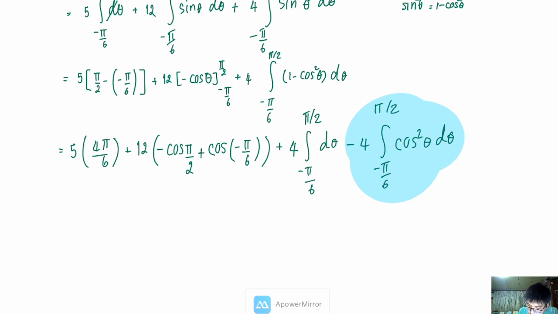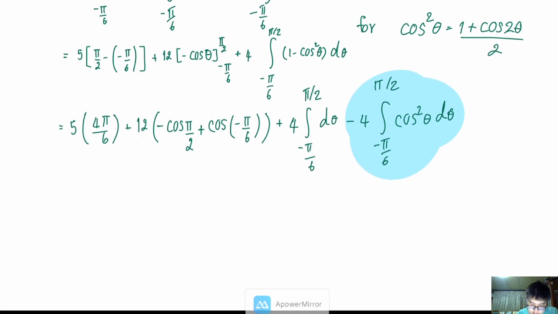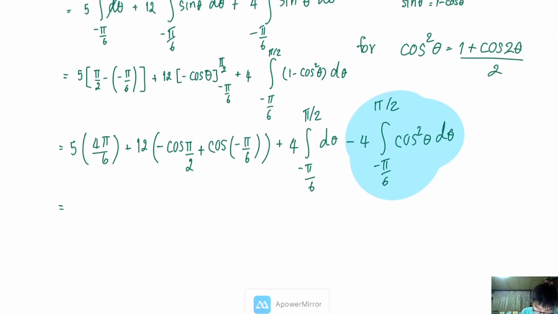Okay, for cos square theta equals 1 plus cos 2 theta over 2. This one is the formula that you need to remember. This one is 10 pi over 3 plus 12 inside cos pi over 2. Cos pi over 2, that means 0, right? It is 0.